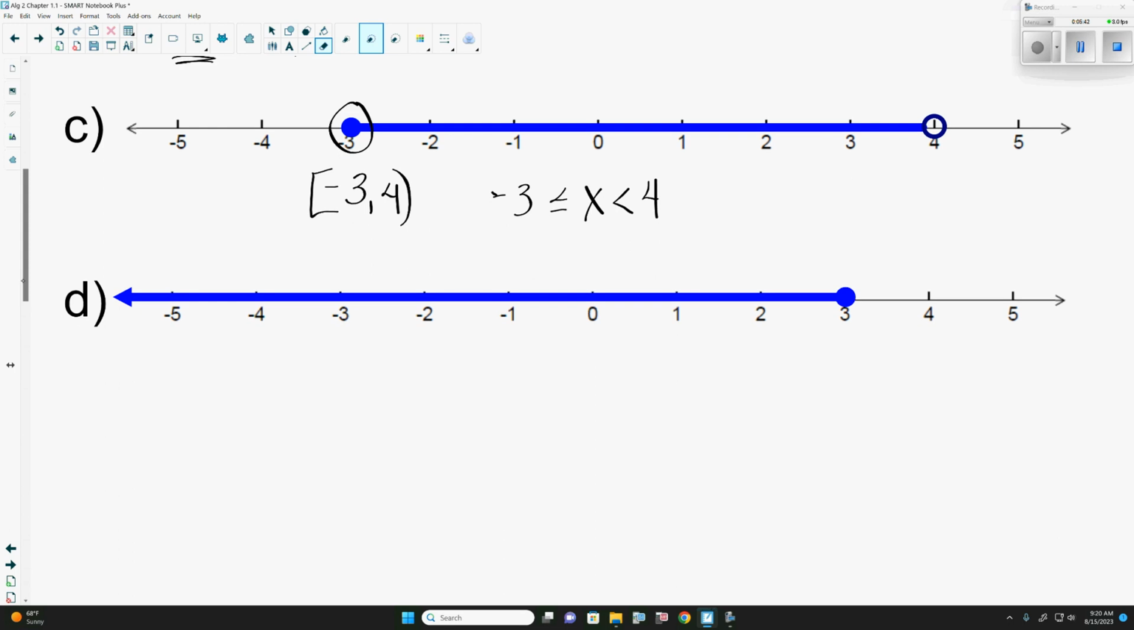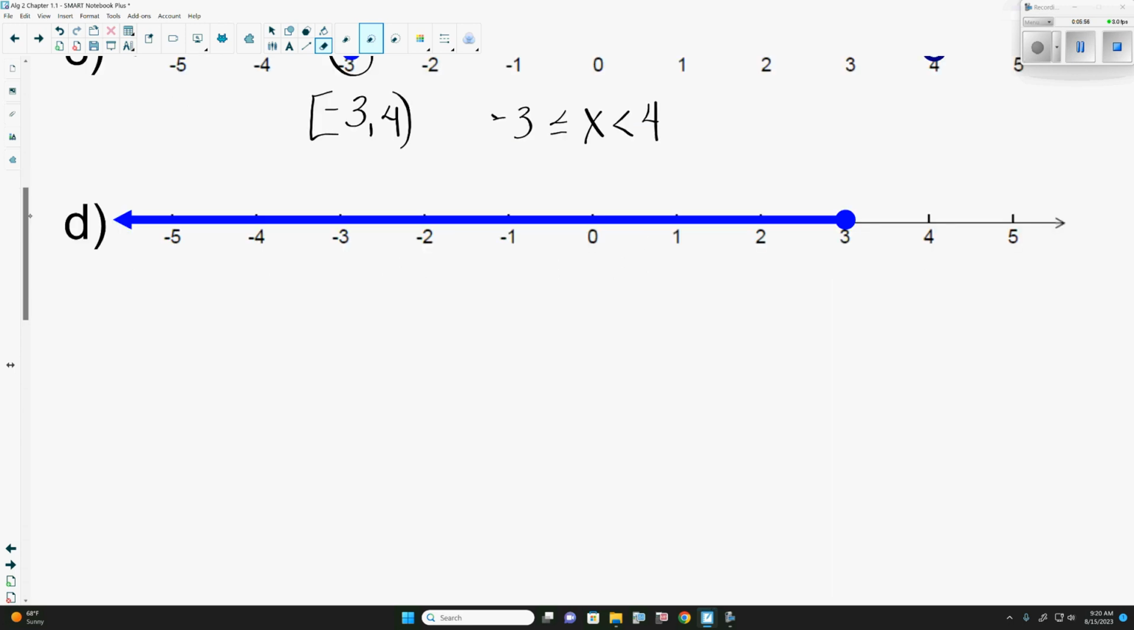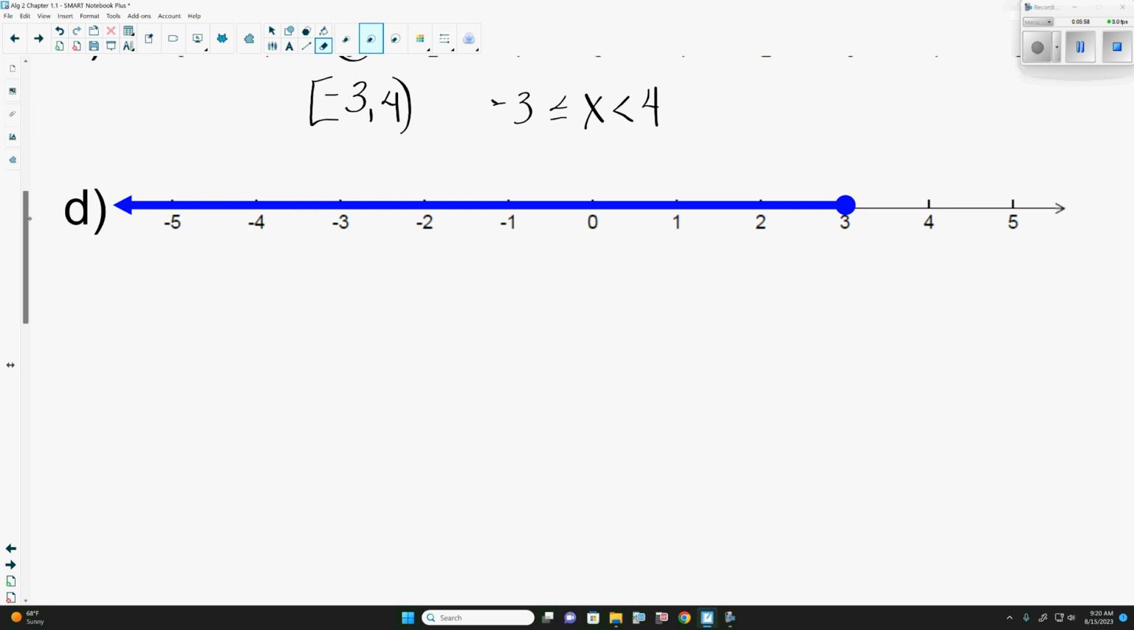And with inequalities, especially for C, going from the number line to our equation, if we have that kind of box, that bracket, then it's going to be equal to. If it's a parenthesis, it's not. So if we look at letter D here, we only have one endpoint, and it continues indefinitely to the left. So we know one of the numbers that's going to be included in interval notation is going to be 3.